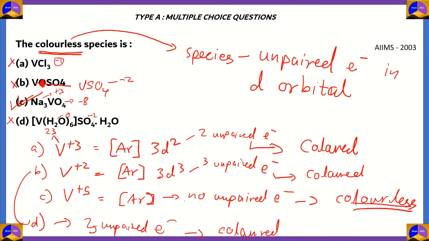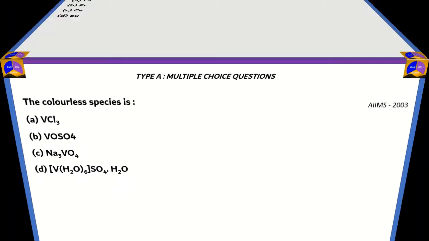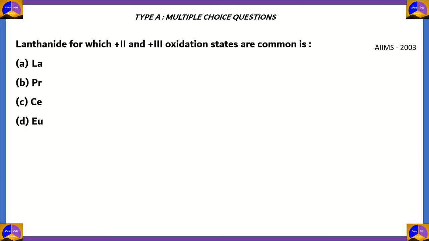It's dealing with the electronic configuration. For species with an unpaired electron present in their configuration in d orbital, the compound becomes colored. Otherwise, it's colorless. If it's paired, or if it doesn't have any unpaired electrons, then it's colorless. Let's look at the next question.